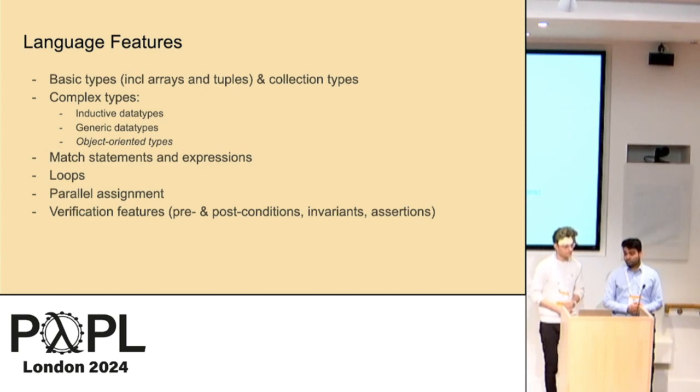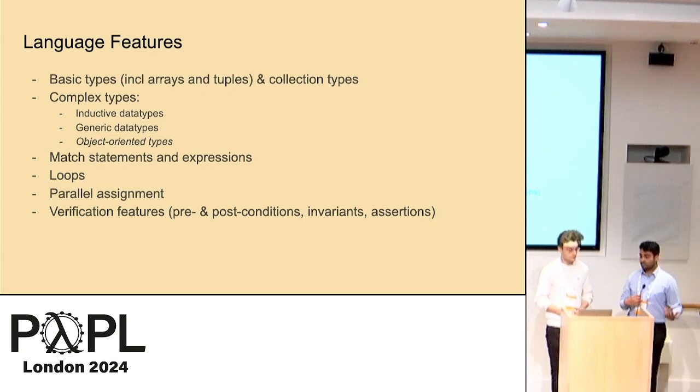So in terms of language features, we both look to cover the basic types, so this might be arrays, tuples, basic integers, bit vectors, as well as some of the collection types, so the sequences and sets. But we also looked at more complex types, so inductive data types, generic data types, as well as object-oriented types, such as classes.